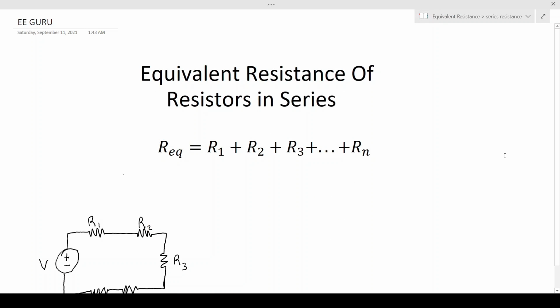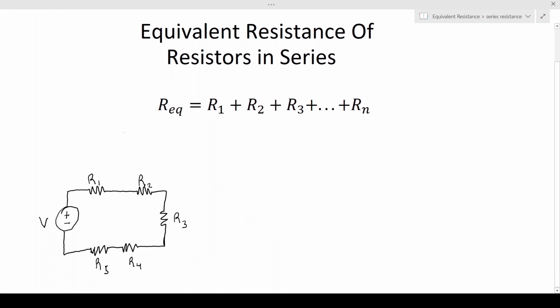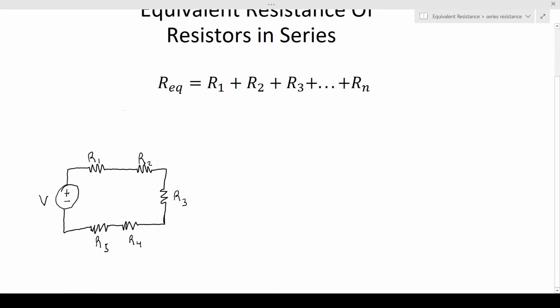What you need to know about resistors in series is that their equivalent resistance is just the sum of their individual resistances. If we take a look at the circuit on the left right here, we see that we have 5 resistors and they're all in series with one another. This circuit can get simplified by getting the equivalent resistance of these 5 resistors. So what is the equivalent resistance of these 5 resistors?